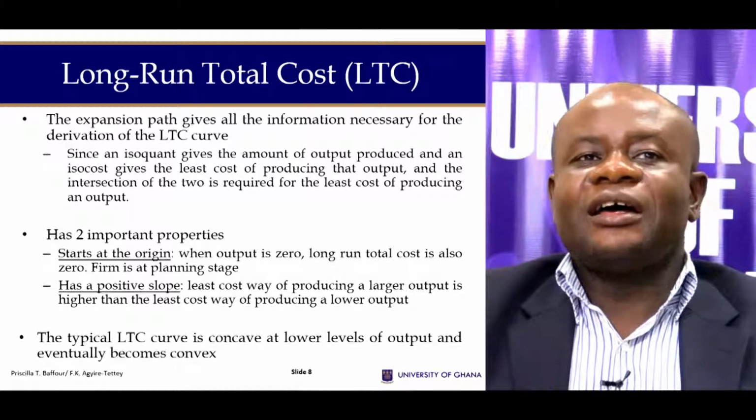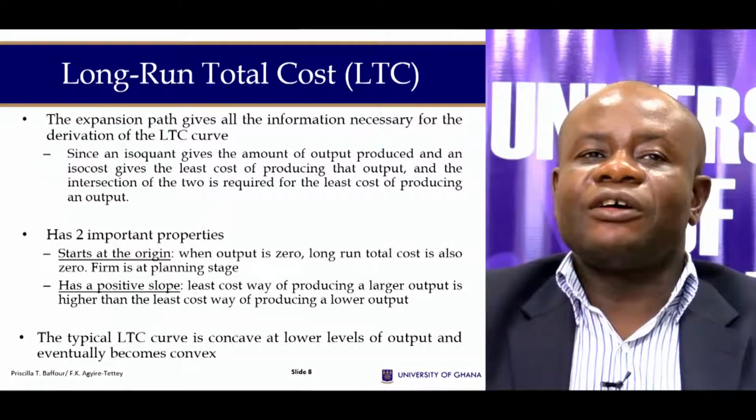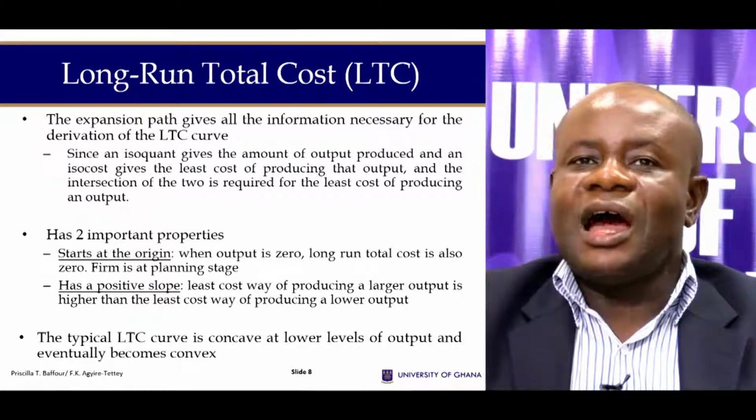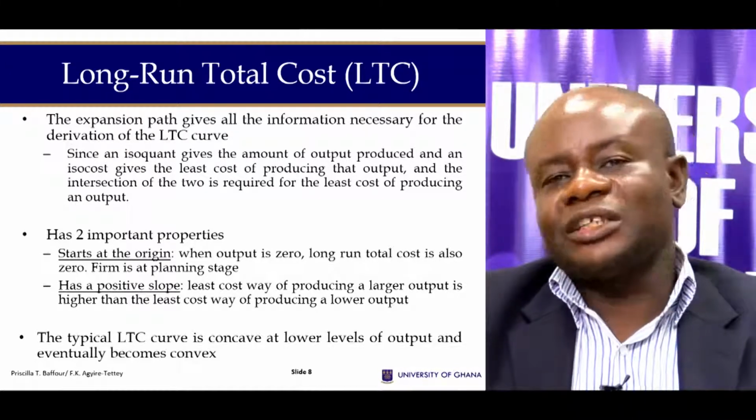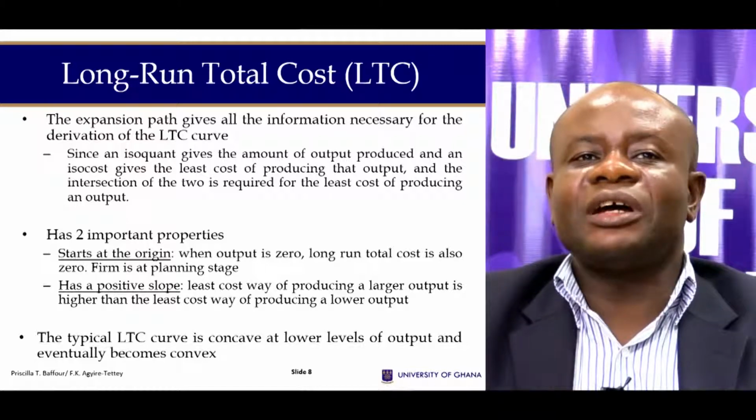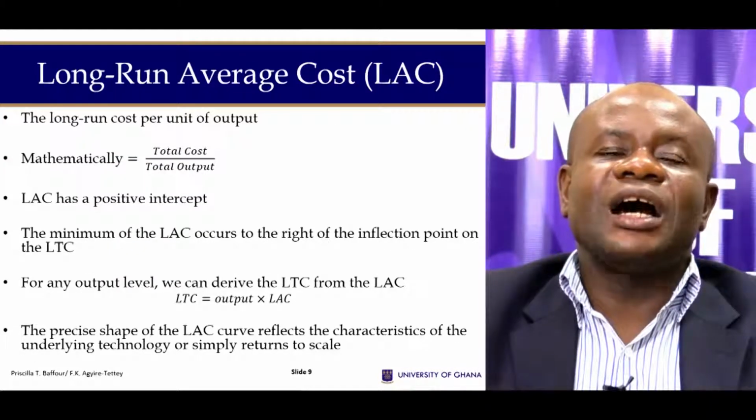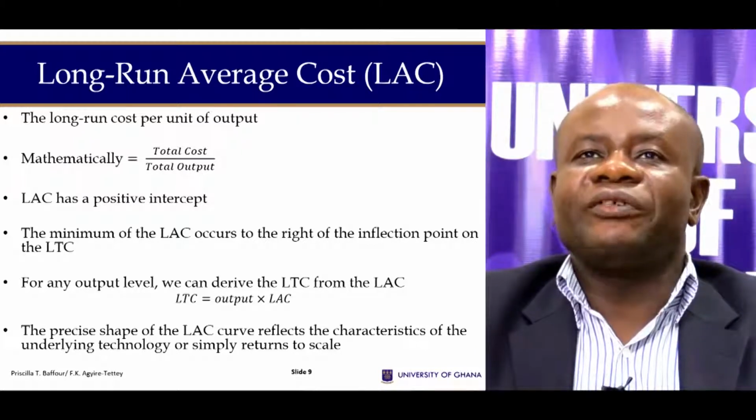The typical long-run total cost curve is concave at lower levels of output, and eventually becomes convex. The next concept that we're going to look at is the long-run average cost curve.